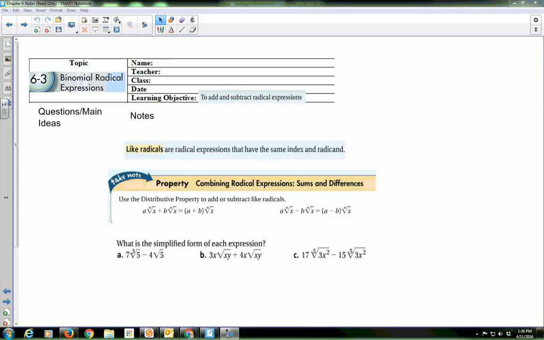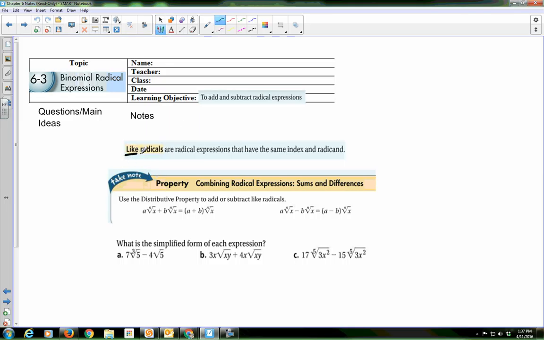All right, so this is Chapter 6, Section 3, Binomial Radical Expressions. Our learning objective is to add and subtract radical expressions. A couple pieces of information.